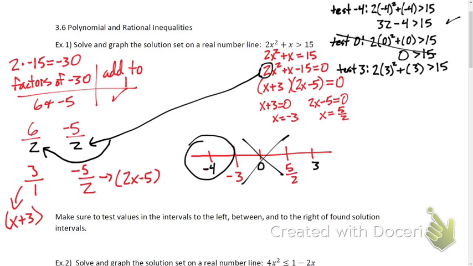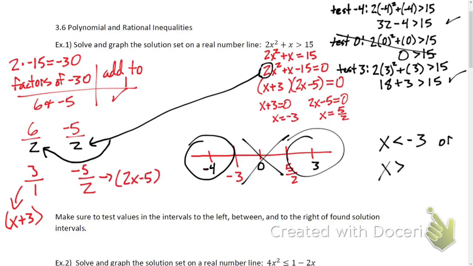And this one looks like it's going to check out. We have all positives. We get 9, we get 18. Yeah, this is going to check out. So that's another solution. We just got to write it formally. So all that means is x can be smaller than -3, or x can be bigger than 5/2.